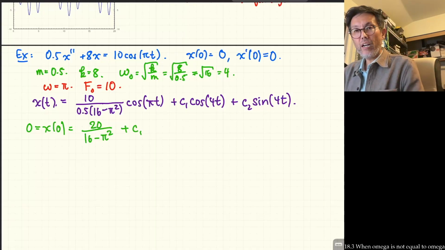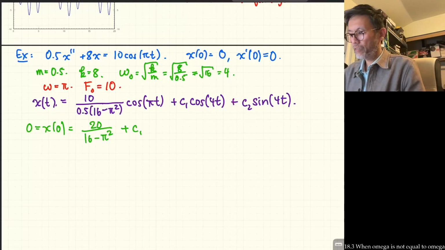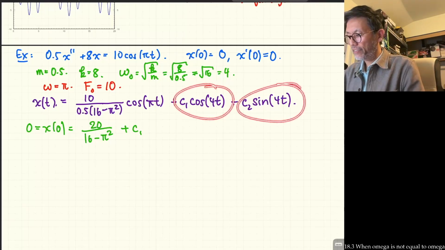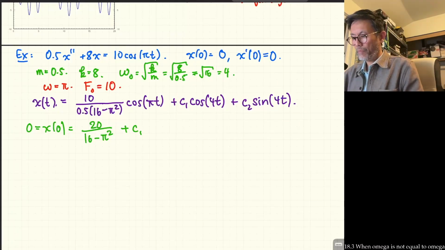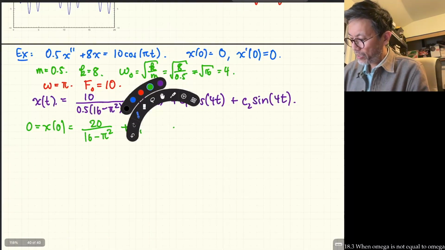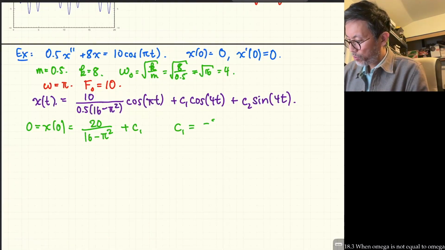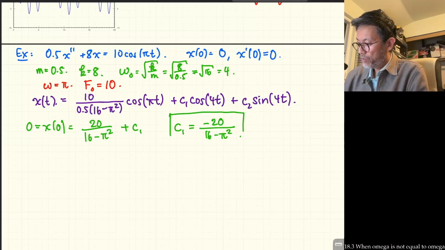Okay, and then the sine term here, this one here, dies when t is equal to 0. This one was c1, this one dies. So we get this equation that 0 is equal to 20 over 16 minus pi squared plus c1, and therefore we can conclude that c1 is equal to negative 20 over 16 minus pi squared. Hopefully that's clear. And so we know c1 now, which is great news.